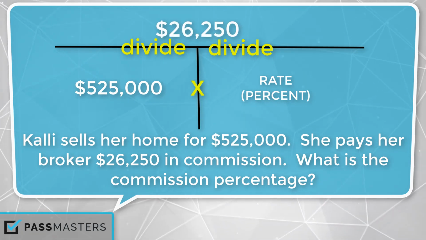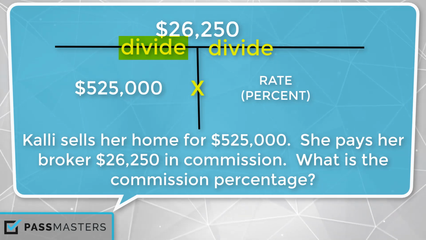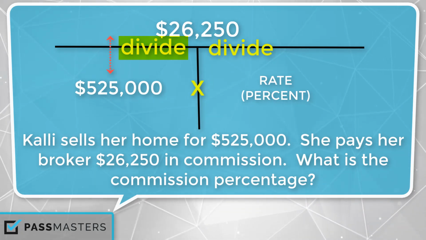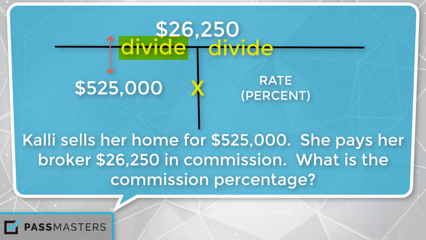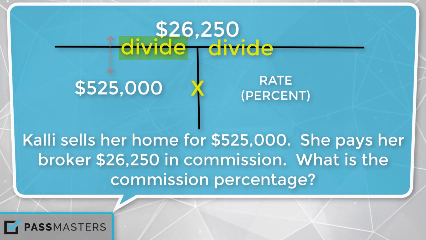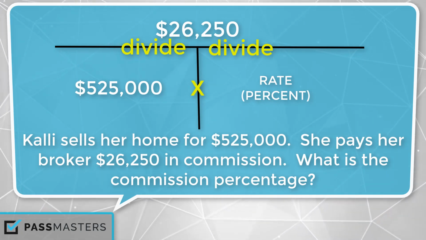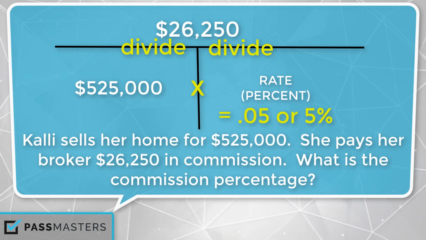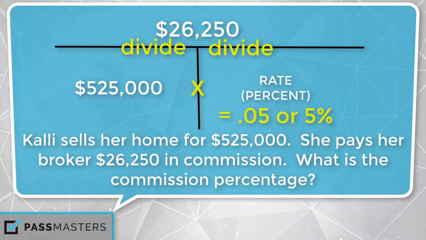Now, if we have a number on the top and one on the bottom, we divide the top number by the bottom number. So we would have 26,250 divided by 525,000, which would give us the answer of 0.05, also known as 5%. That's the commission rate. Genius, right? All right, let's try another one.